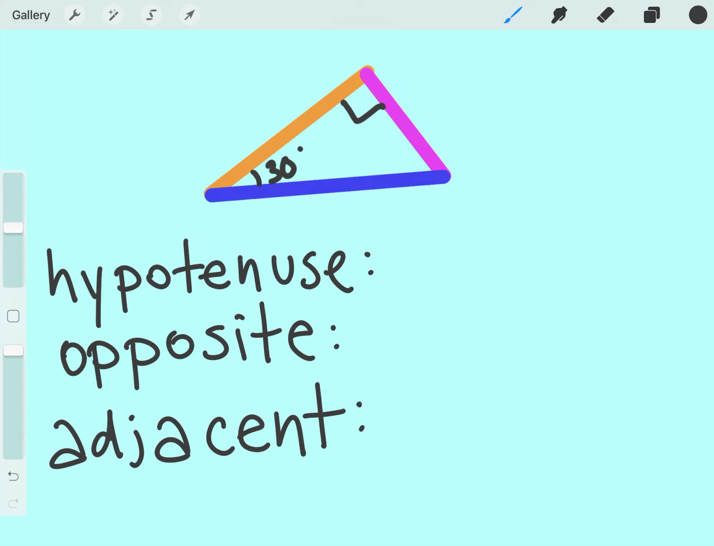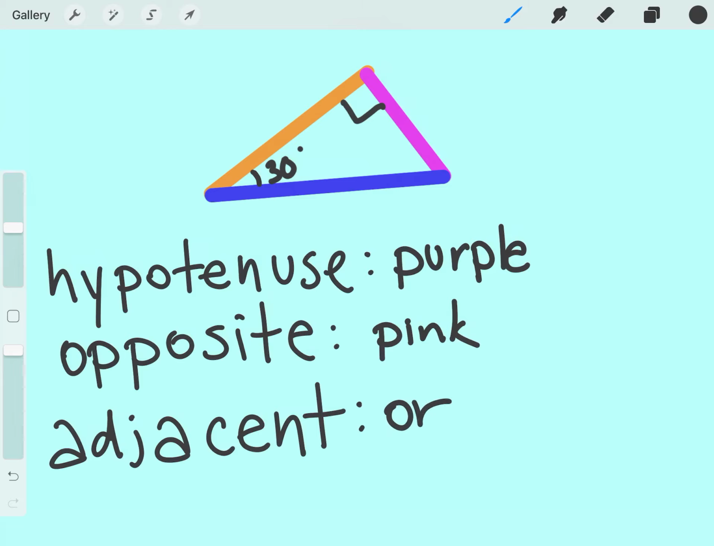What's the opposite side of the 30-degree angle? And what is the side adjacent to that 30-degree angle? All right, the hypotenuse is that purple-blue color. The opposite side is the pink side, and the adjacent side is the orange side.